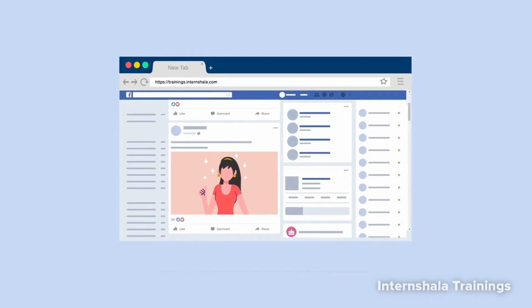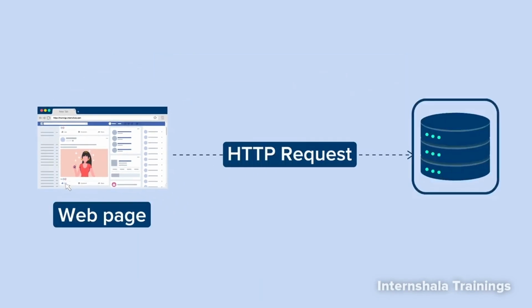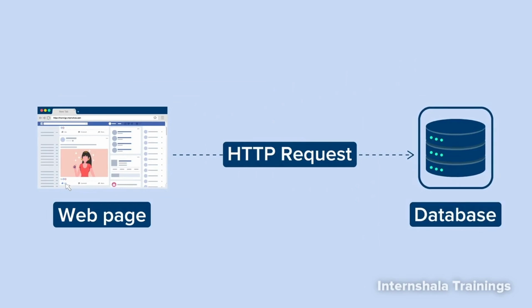So, to understand how AJAX works, we will revisit our request response diagram. So what happens when a user likes a photo? In the background, an HTTP request in the form of AJAX is initiated for a PHP file. The PHP code then interacts with the database and the database gets updated accordingly.